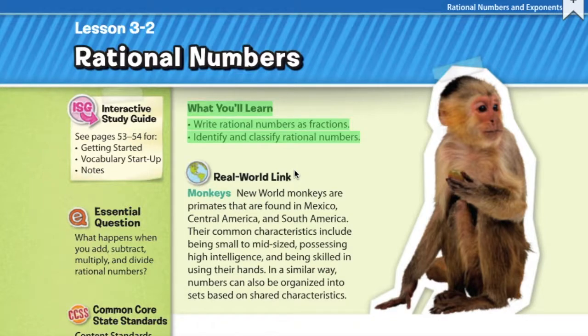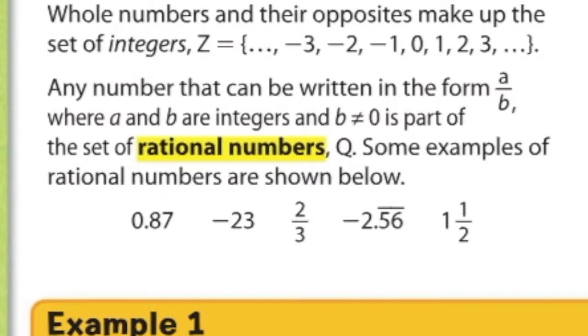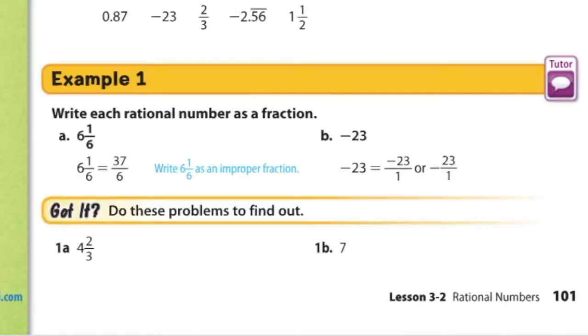In Lesson 3.2, you'll be looking at rational numbers, and you'll be able to write rational numbers as fractions and identify and classify rational numbers. Your vocabulary word for Lesson 3.2 is rational numbers, and any number that can be written in the form of a over b, where a and b are integers and b is not equal to 0, is part of the set of rational numbers.